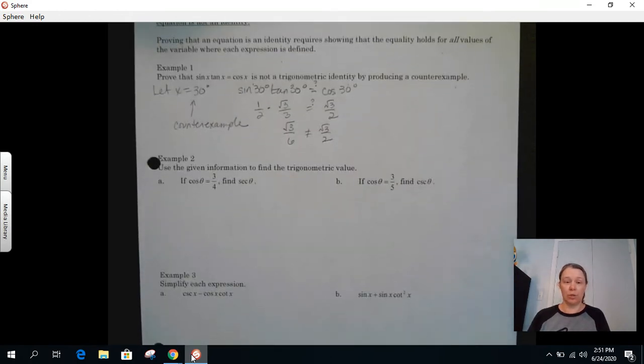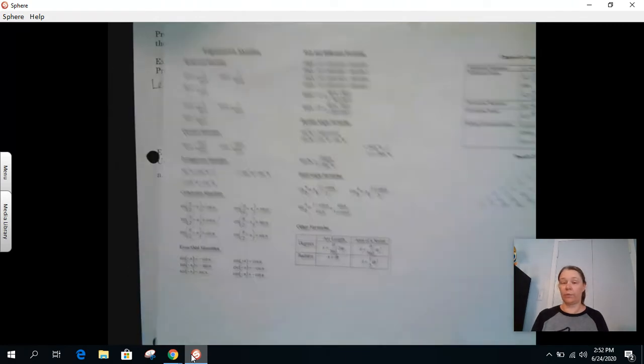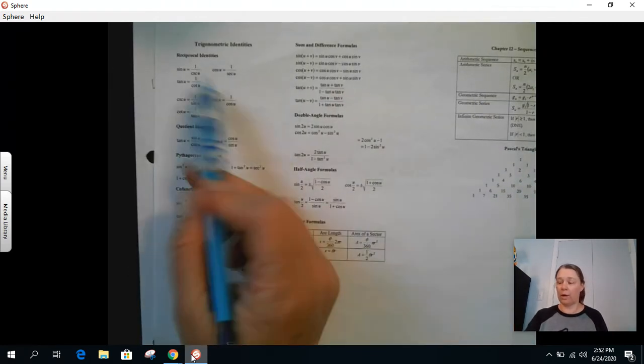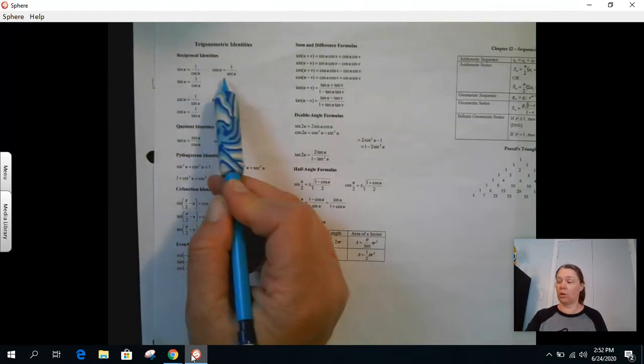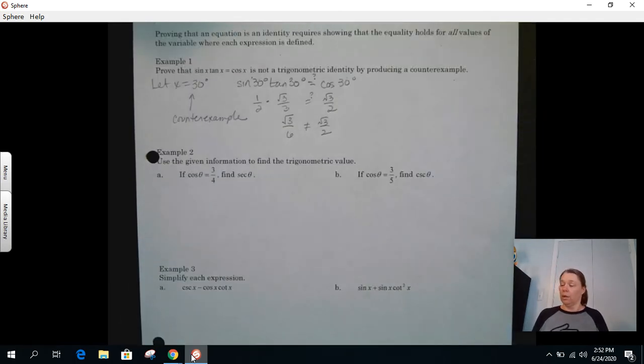Okay, example 2, it says use the given information to find the trigonometric value. We did this a little bit back in chapter 5. This goes back to remember cosine and secant are reciprocal functions, and sine and cosecant, and tangent and cotangent are reciprocal functions. If you look at the back of your unit circle, you'll see that's there as a reminder up here in the top, right? Sine is 1 over cosecant, cosine is 1 over secant, and so on. Those are all there.